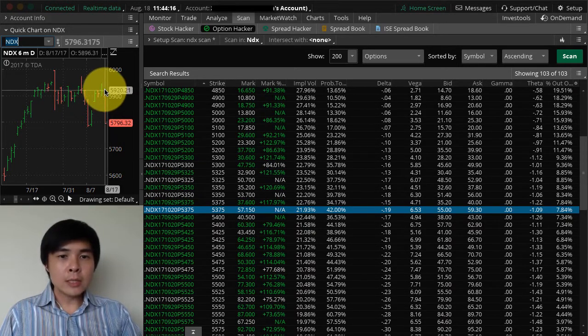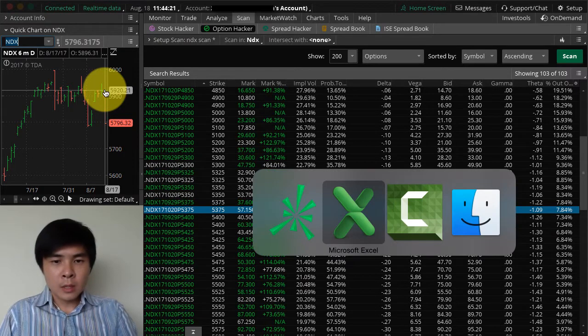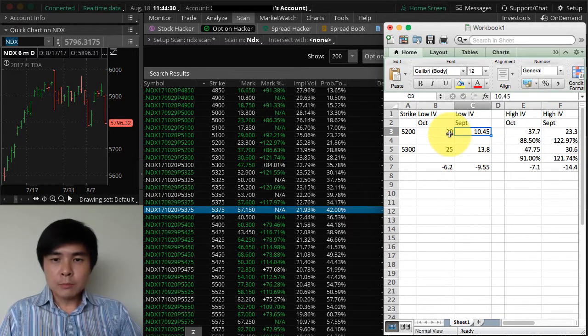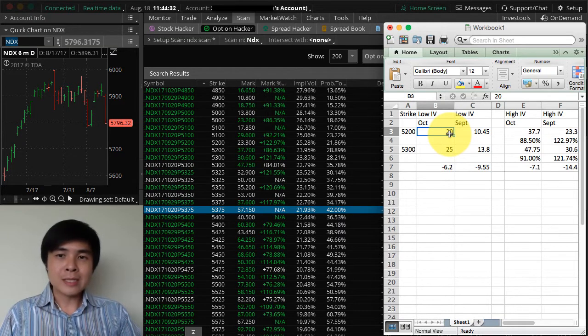Now, let's see how you can actually sell a calendar. If we were to sell a calendar, these are the settings that I just pulled out. Later on, we will go through them. There are some points that you can try to sell. Selling a calendar is somewhat similar to selling a vertical spread. However, it is based on a difference in two different expiry dates.